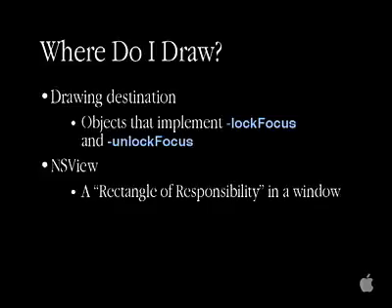It's the area in a window that's going to get the events that happen in that part of the window that it covers. So it's going to get keystrokes if it has the first responder status. It's going to get mouse events if it implements methods to react to the mouse events. But we're here to talk about the drawing. So I'm going to describe how NSView knows when to draw, where to draw, and how you can just say, here's what to draw.